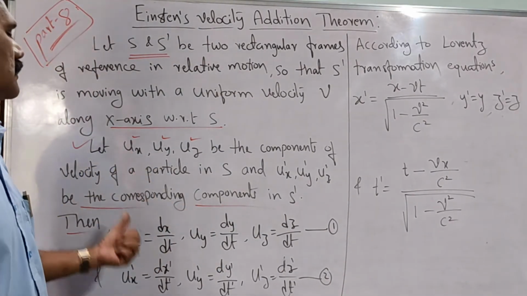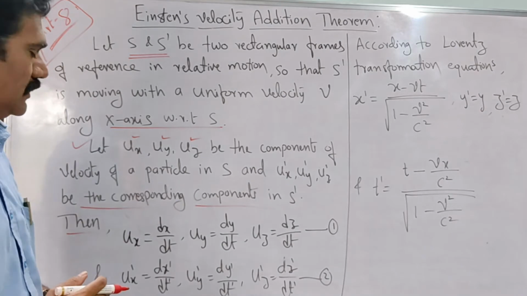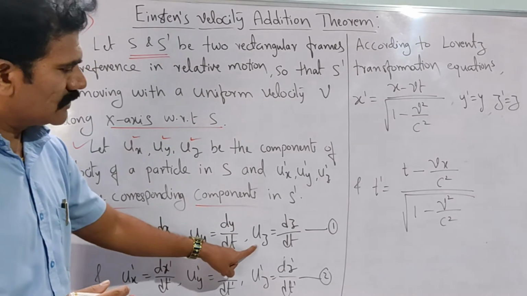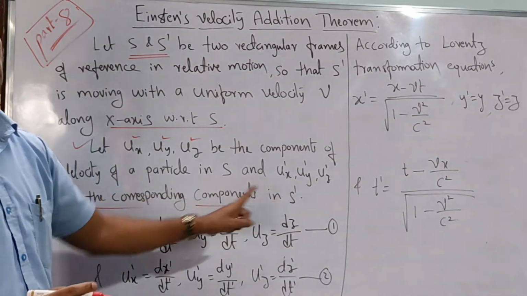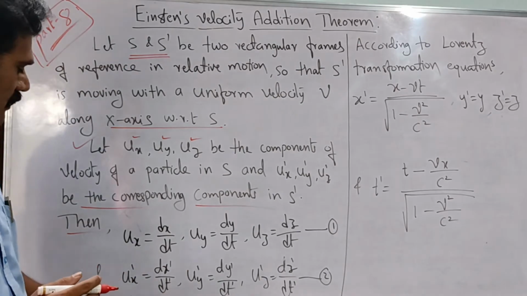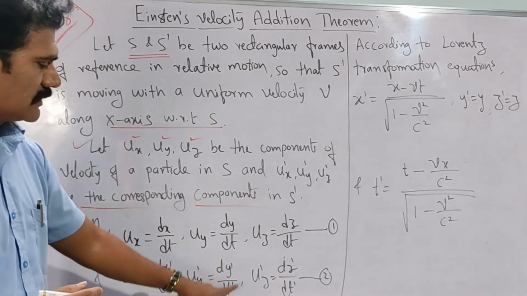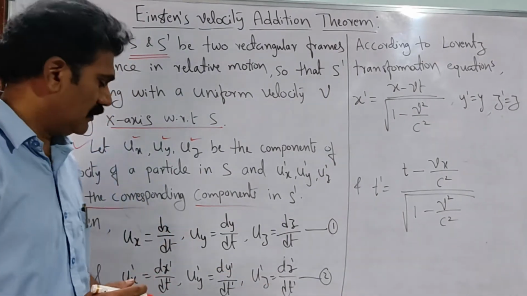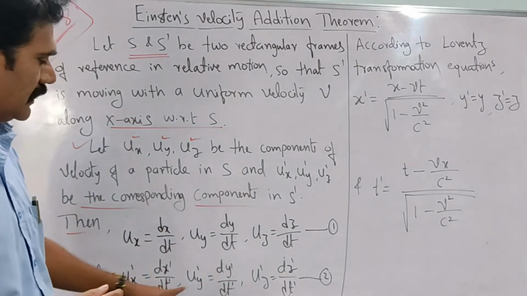Then what are the equations for Ux, Uy, Uz? Because they are along three mutually perpendicular axes, we can take Ux as dx by dt, Uy equal to dy by dt, Uz equal to dz by dt, the rate of change of displacement of the particle along x, y, z in frame S. Similarly, with respect to frame S dash, we have Ux dash equal to dx dash by dt dash, Uy dash equal to dy dash by dt dash, and Uz dash equal to dz dash by dt dash. The first set is with respect to time t, and the second set is with respect to time t dash.